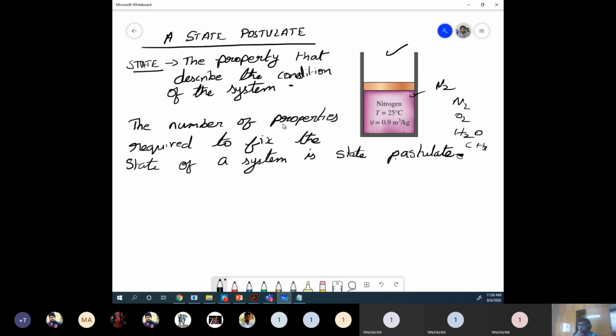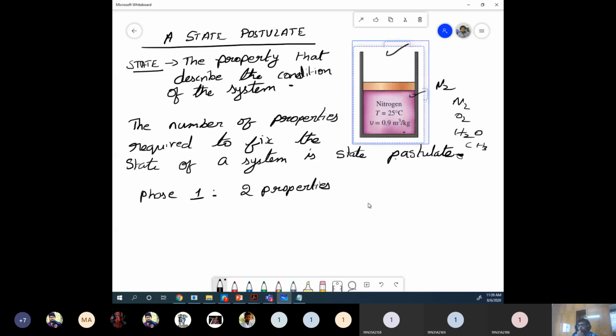Here we are taking a small cylinder with a single gas only, so we can assume that you have a single phase. If you have one phase, then you can describe it with two properties. For this system, with two properties you can describe its state. That is the state postulate. Mostly two intensive properties are enough to describe any particular system, which is why we are using two intensive properties here.